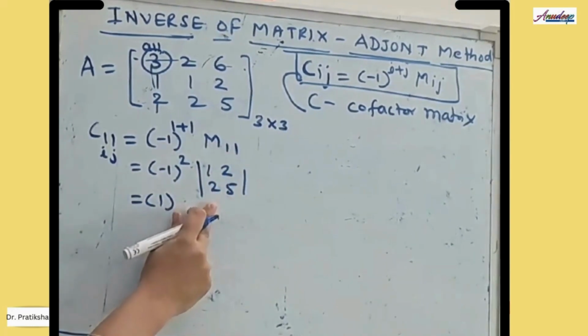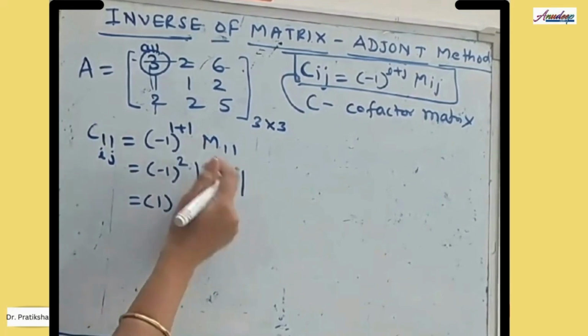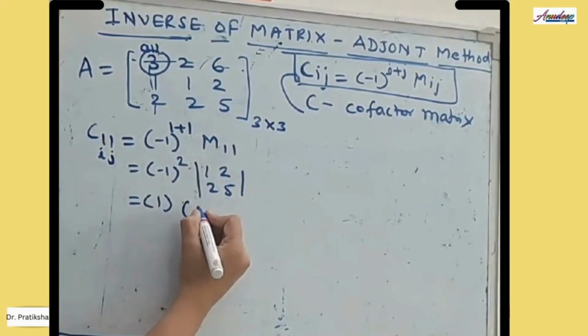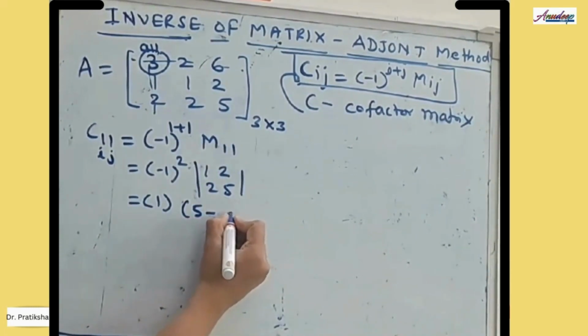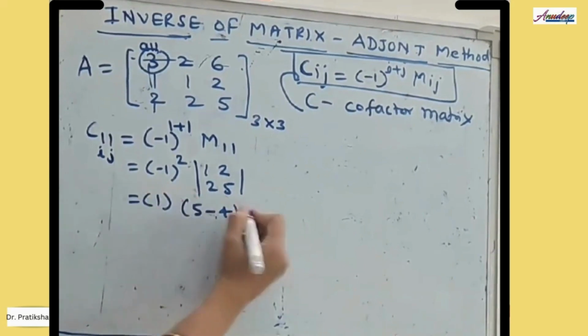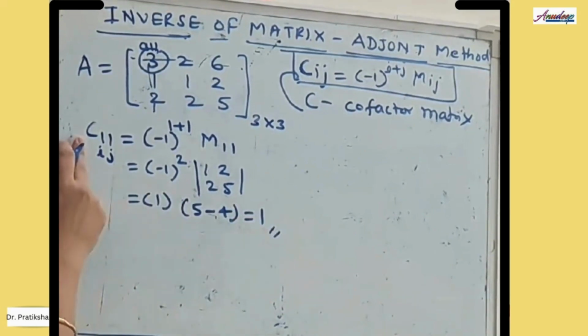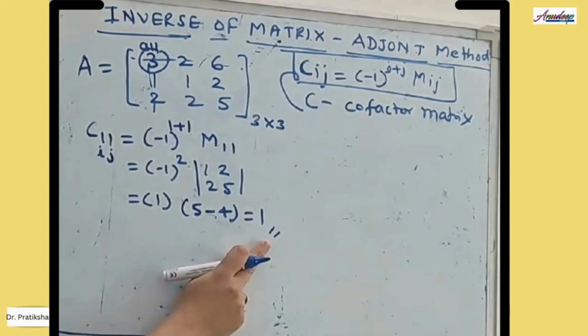And you know how to evaluate the determinant of order 2 by 2. It is AD minus BC. That is 1 into 5 is 5, minus 2 into 2, that is 4. 5 minus 4 is 1. 1 into 1 is 1. So for the first element in the cofactor matrix, the answer is 1.